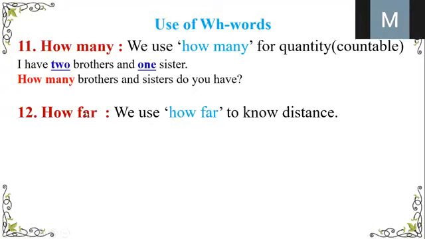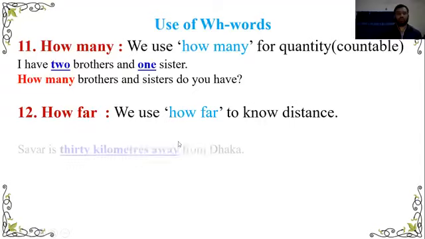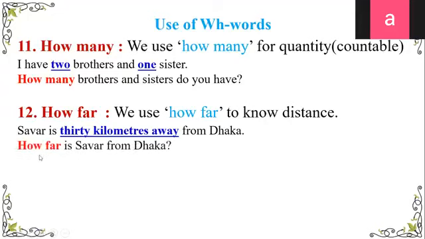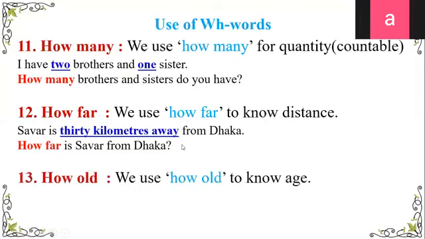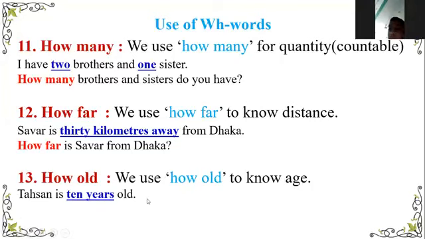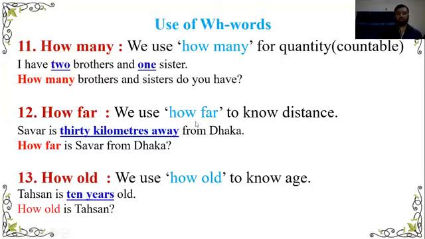Next, how far. How far is used to indicate distance. So Savar is 30 kilometers away from Dhaka. So 30 kilometers away indicates about distance. So we have to take how far. So how far is Savar from Dhaka? Another rule is how old. We use how old to know about age. Tasan is 10 years old. So how old is Tasan?